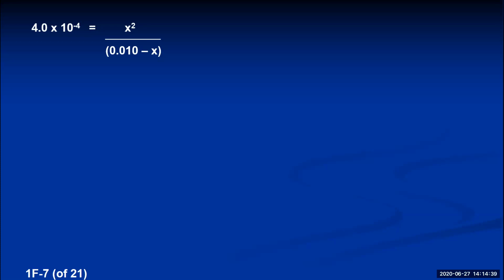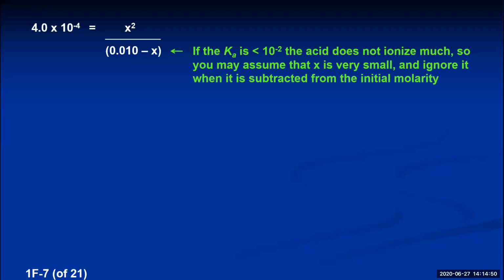So we're going to make an assumption that X is so small that when it is subtracted from or even added to another number, it's going to be insignificant. We kind of assume it's 0. So you can do this for a weak acid if the Ka is less than 10 to the minus 2nd. If it's a small Ka, that means the acid does not ionize very much. So you can assume that the X is going to be very small, and then you can ignore it when it is subtracted from the initial molarity, and we can solve this problem instead. And this is way easier to solve. We just multiply both sides by 0.010, and then take the square root, and you get a value for X.